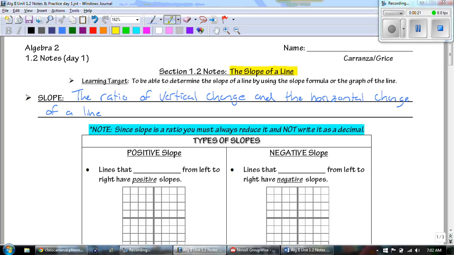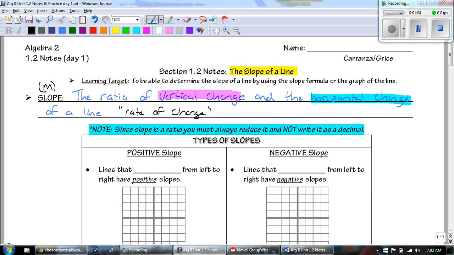Now, slope. Do you know what variable slope is? They say that slope is the variable m, and that is the ratio of the vertical change and the horizontal change of a line. Another word that you're going to hear us use a lot is the rate of change. And all of those words help describe slope. So note, since slope is a ratio, you must always reduce it and not write it as a fraction.